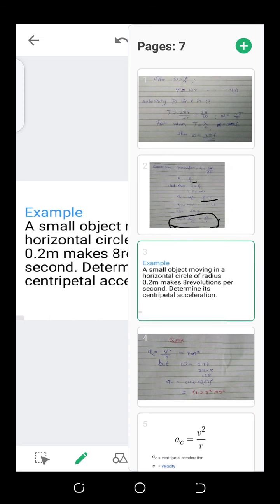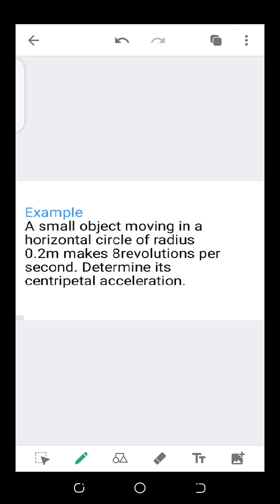And I would like us to see an example. The example presented here is a small object moving in a horizontal circle of radius 0.2 meter that makes 8 revolutions per second. Determine its centripetal acceleration.